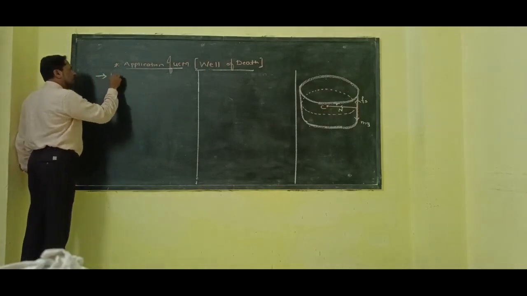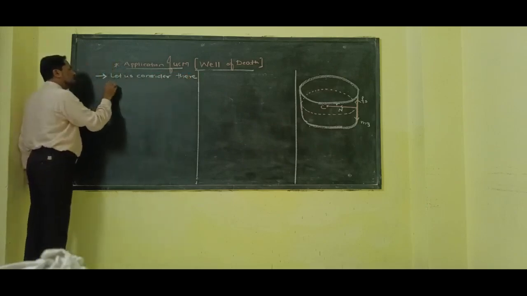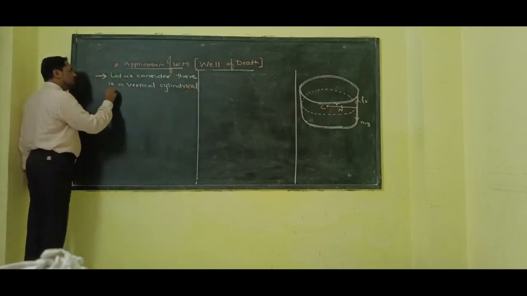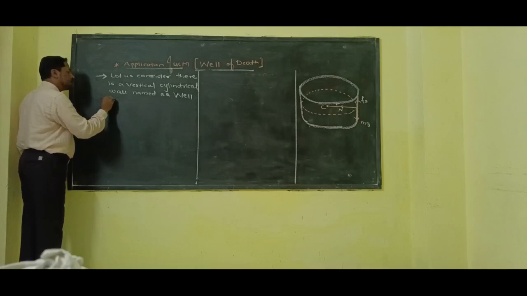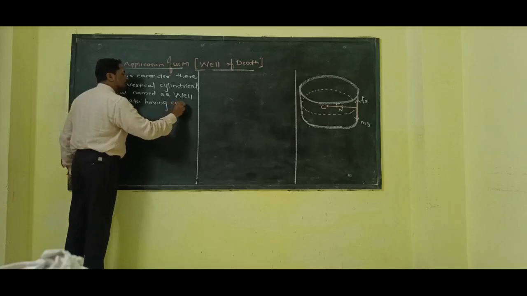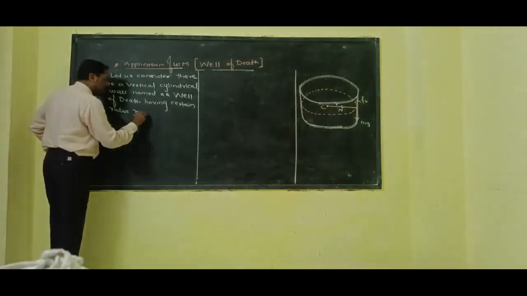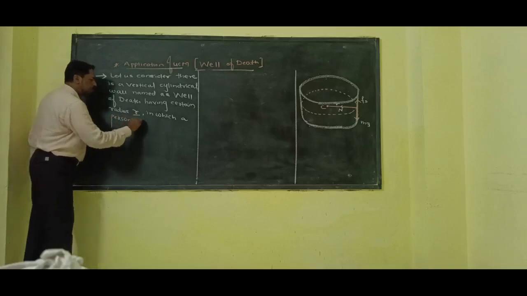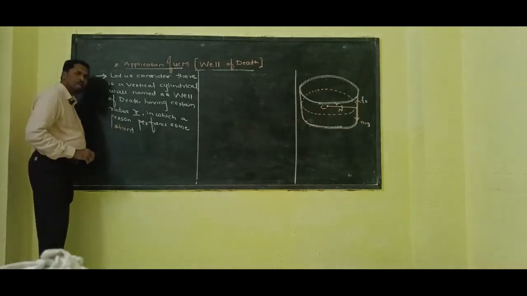So the first starting para is that, let us consider there is a vertical cylindrical wall, named as well of death, having certain radius r, in which a person performs some stunt.